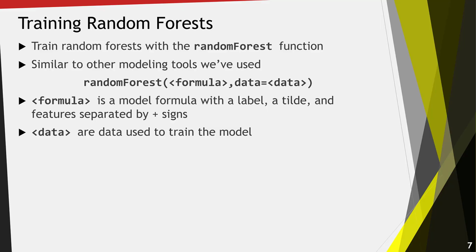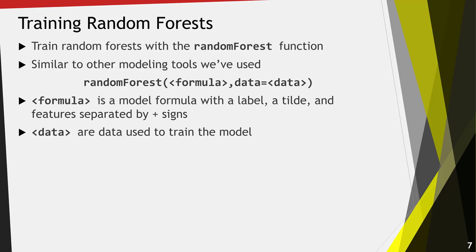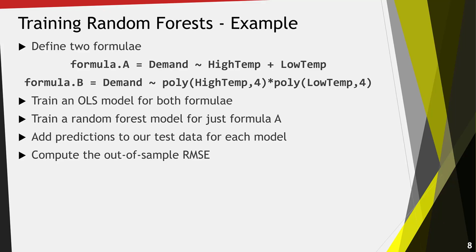You're going to train random forest models with the randomForest function. The most basic model training is very similar to modeling tools we've already used. You'll use the randomForest function, you'll provide a formula, and then you'll provide a data equals argument with your training data. The formula is a model formula with a label, a tilde, and features separated by plus signs. So let's get started training random forest models.